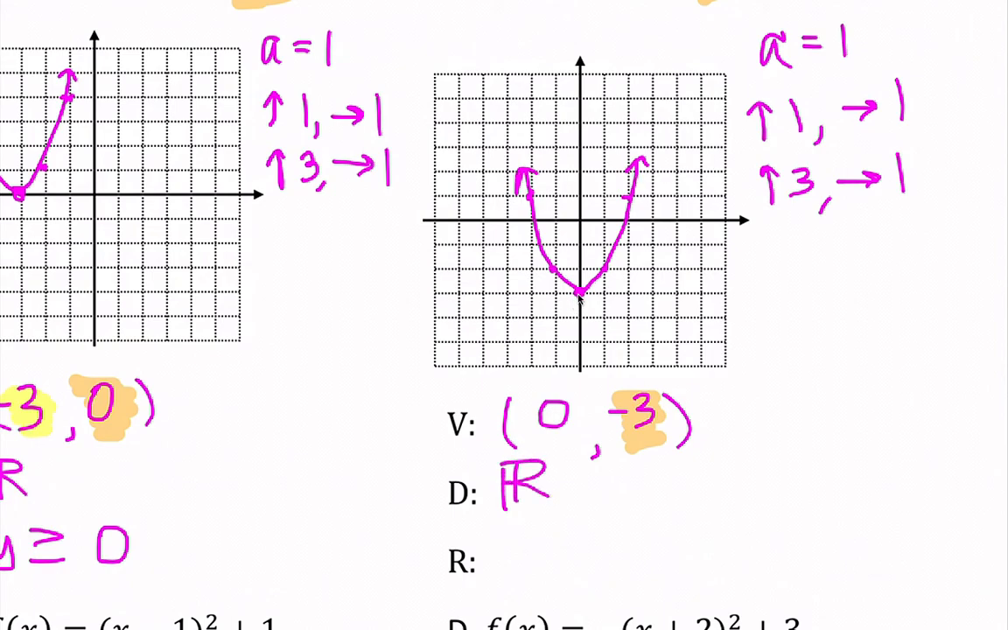Range, I see a vertex right here, so I know that's a stopping point, and this parabola will go up forever. Okay, so I know when there's one stopping point, range, we start with our variable. Range is y. Up forever is greater than or equal to. And it goes up from my vertex, so I look at the vertex. Range is y, so I look at my y value. It goes up from negative 3.